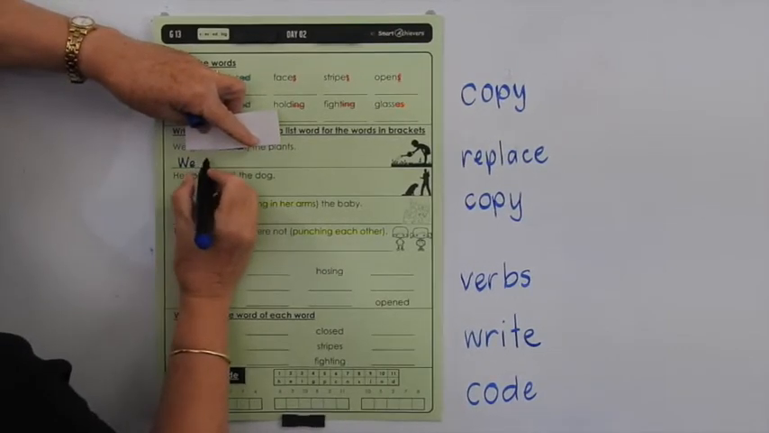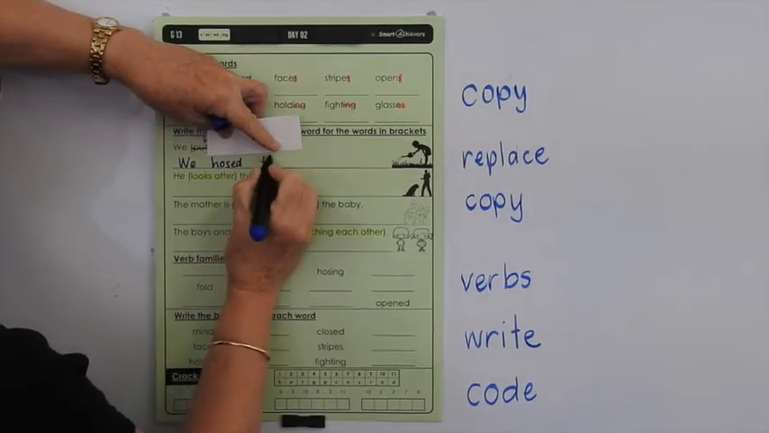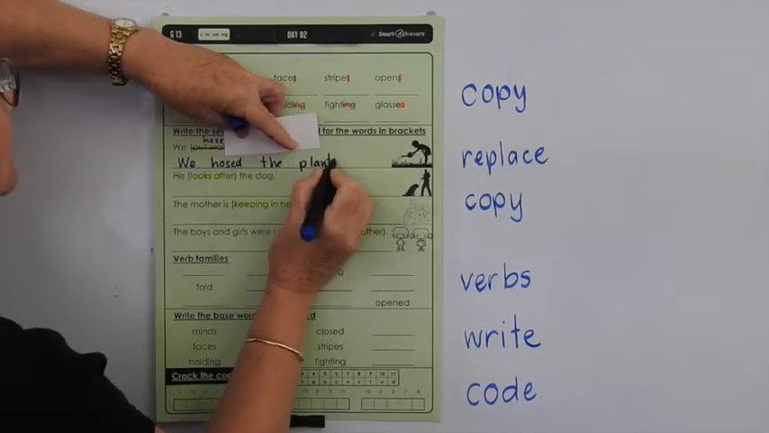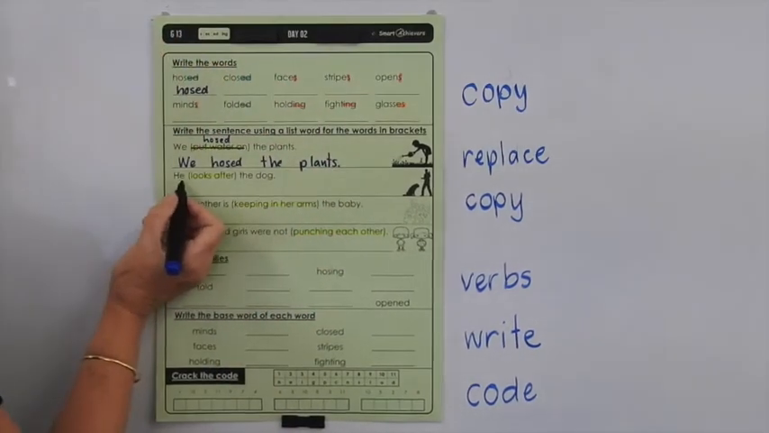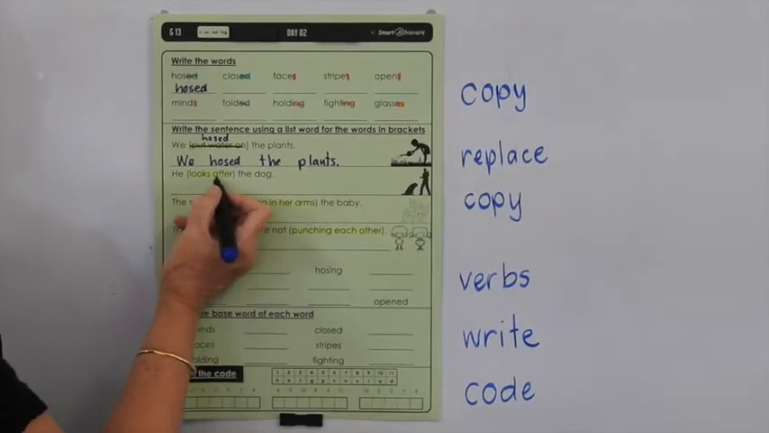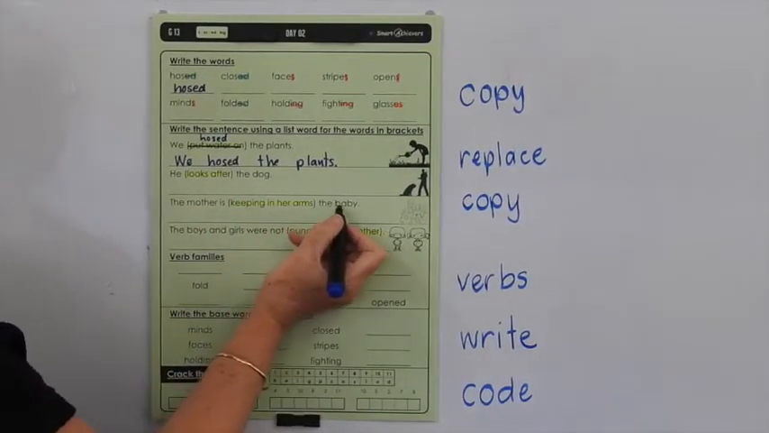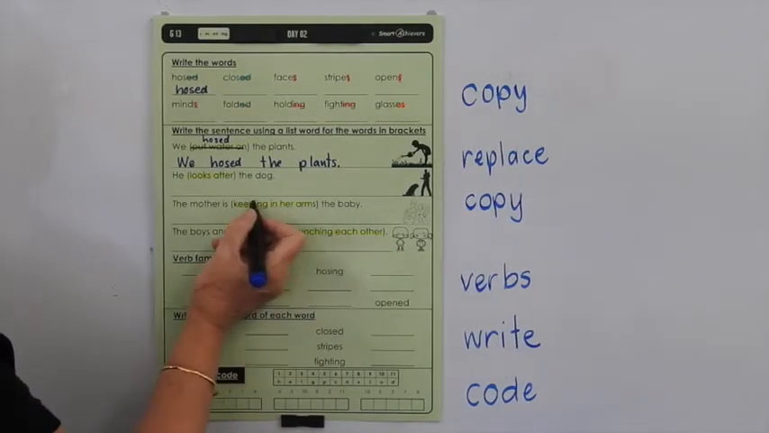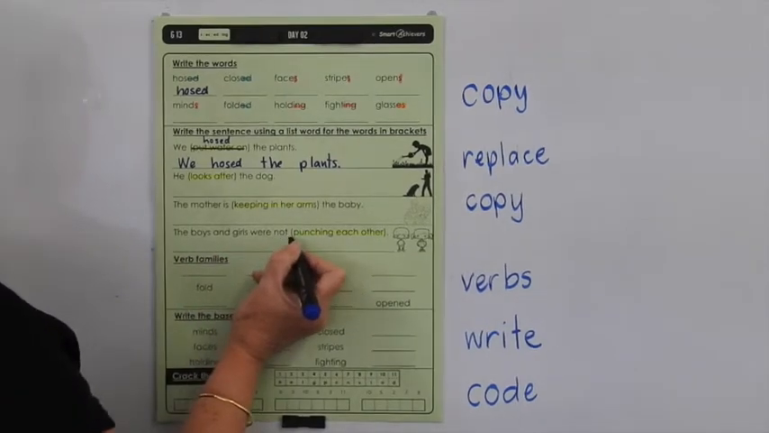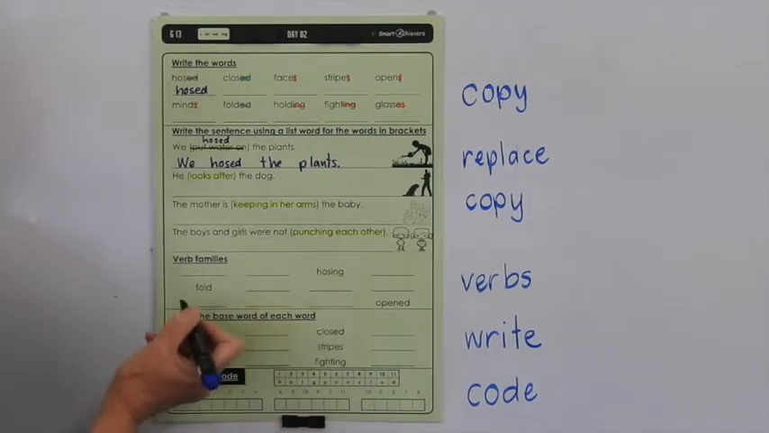We, capital letter for the start of a sentence, hosed the plants. Don't forget the full stop at the end. He looks after the dog. We need a word up there that means looks after. The mother is keeping in her arms the baby. We need a word up there that means keeping in her arms. The boys and girls were not punching each other. We need another word for punching each other.